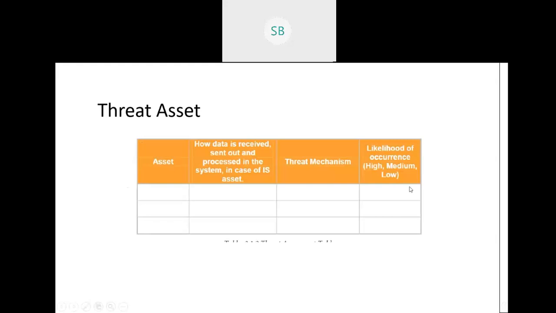And later we find the probability, what its likelihood of occurrence will be, whether it is high, low, or medium. So we have to analyze it. All this threat analysis is done and kept in this table. It is stored in this threat asset table. So we have the type of asset, and then from where we have received it and how it is transmitted. Then there is the threat mechanism. What is the mechanism we are going to use? So this is again a way of evaluating the risk.